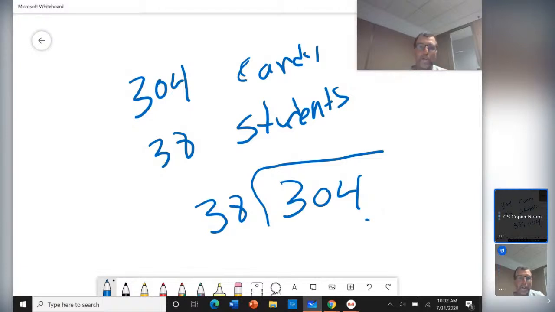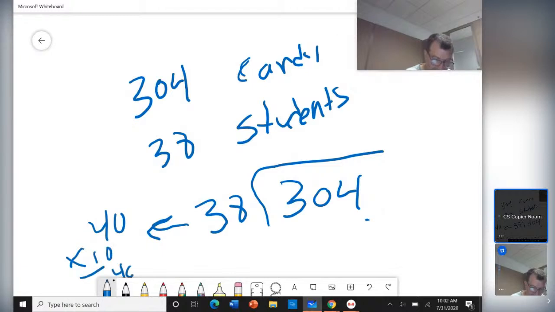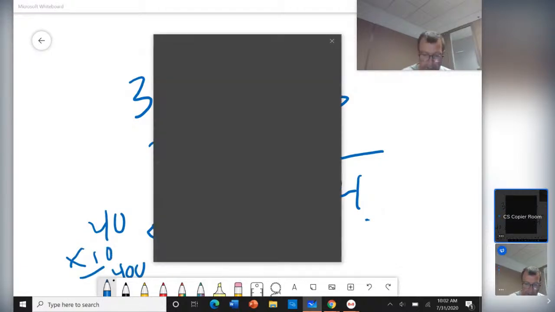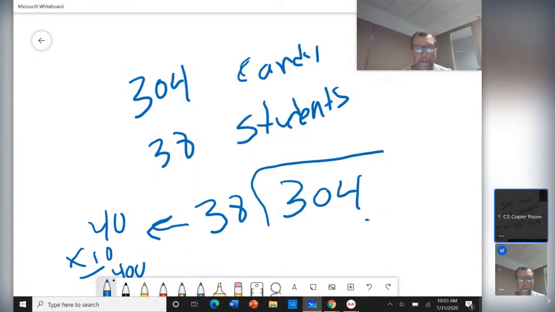So one thing you might want to think about, we always try to round up. If I do this 38, when you round that up, it's going to be 40. And once again, if we do 40 times 10, it's going to be 400. So we know it's not going to be quite 10 pieces. 10 is going to be too much. So I'm going to go with 8. 8 might be a good starting point for us because 10's too big and 8's a little bit less. So let's try 38 times 8.